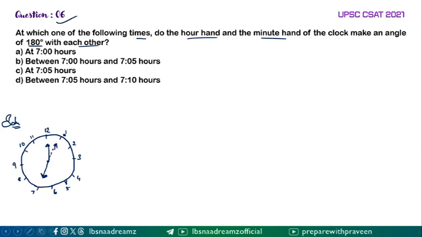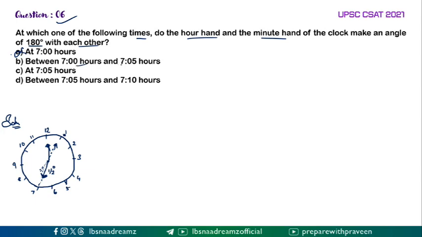No, it's wrong. Why? Because our hand moves 1/2 degree for every minute, right? So when the time is at 7 o'clock, the hour hand will be sharply pointing towards 7. After that, for every minute, it will move like this, here. So it will be moving like this. So at 7 hours, it will not be at 180 degree. So option A is wrong.